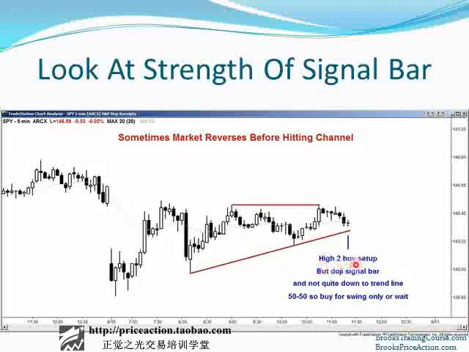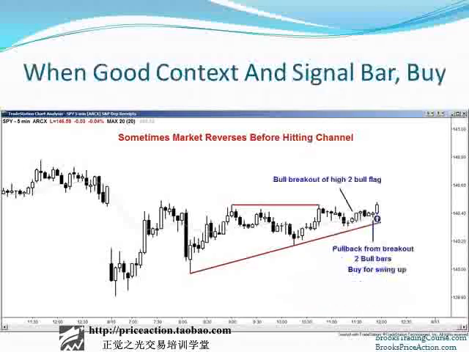Okay, so it's a high 2 buy setup, doji signal bar, not strong, and not quite down to the trend line. So you can buy for a swing, or you could wait. So if you bought it, you'd have a bull entry bar, which is good, and good bull follow through, and then a small sideways move here. It's actually a tiny triangle. The market went down and up, and then down, so it's a small triangle, and it's a pullback from this bull breakout. So that's good for the bulls.